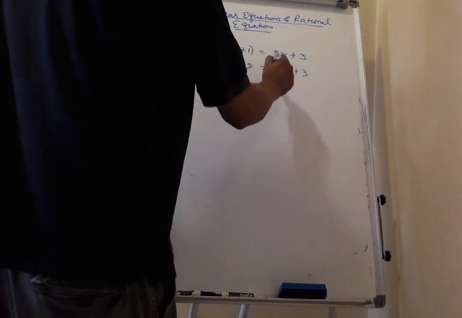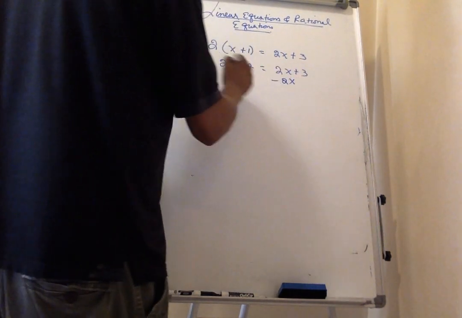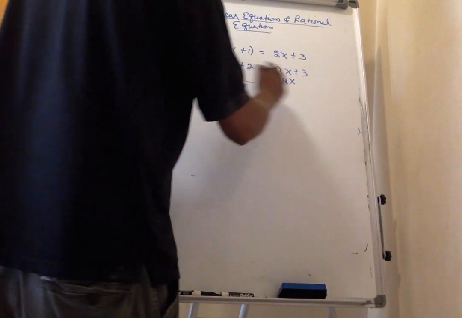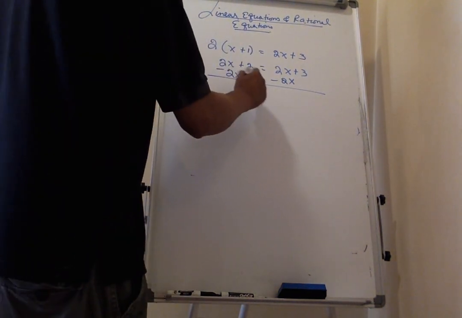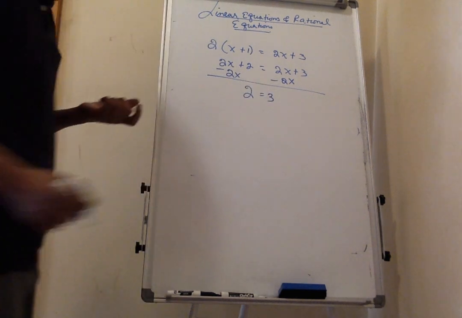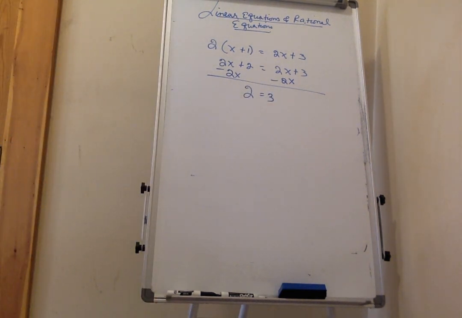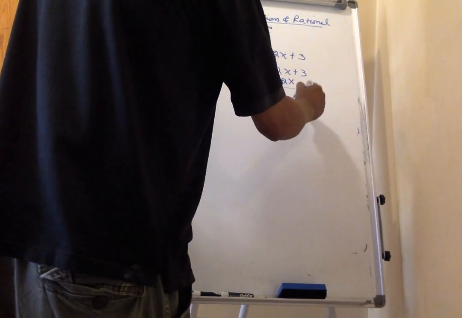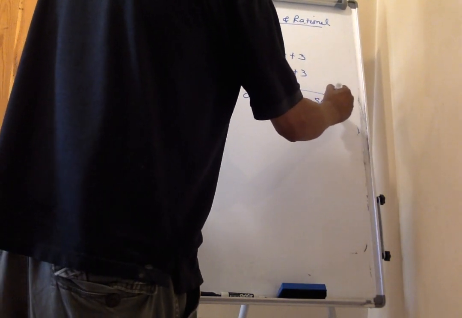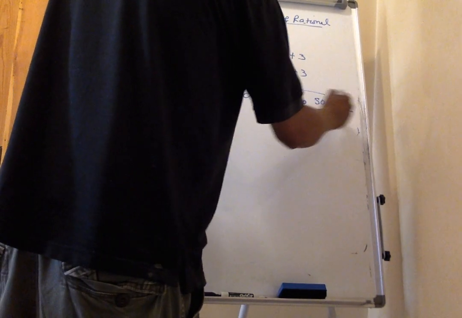In fact, to make it more visible, get rid of 2x, because you have 2x on both sides. Look what you end up with. 2 is equal to 3. This is a contradiction. 2 is not equal to 3. So when you see this kind of equation, again, that would be no solution.